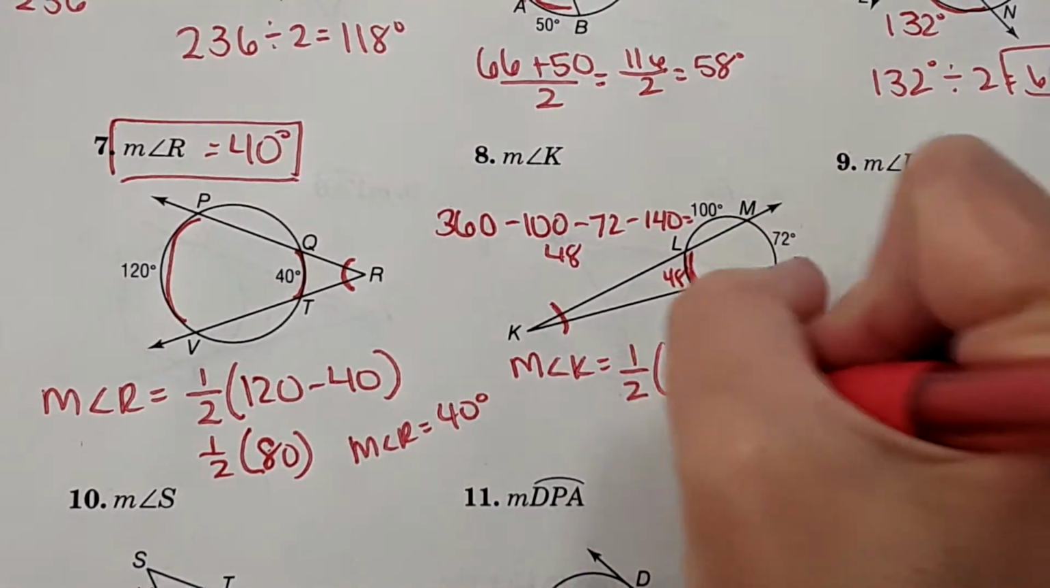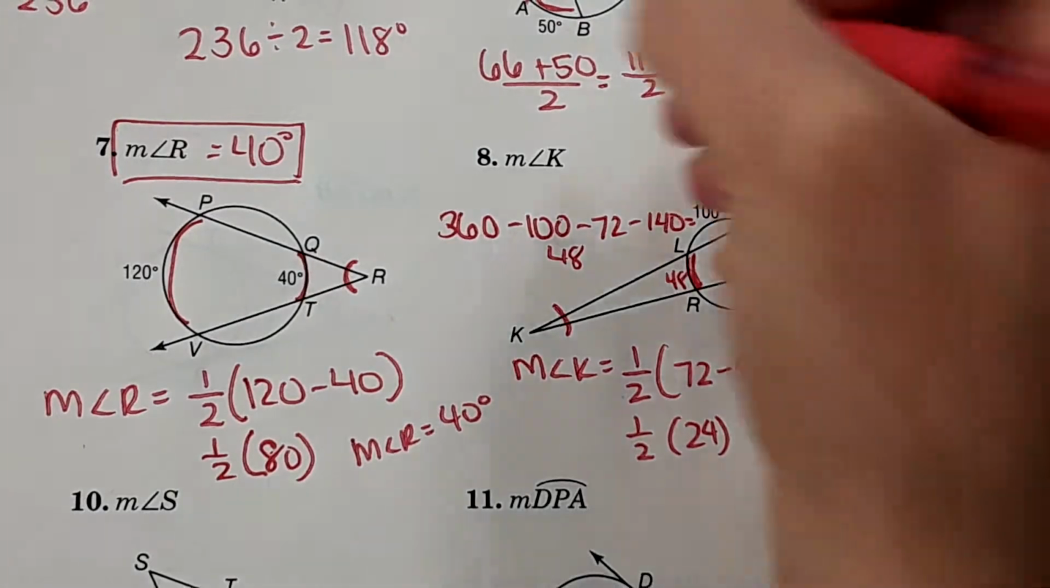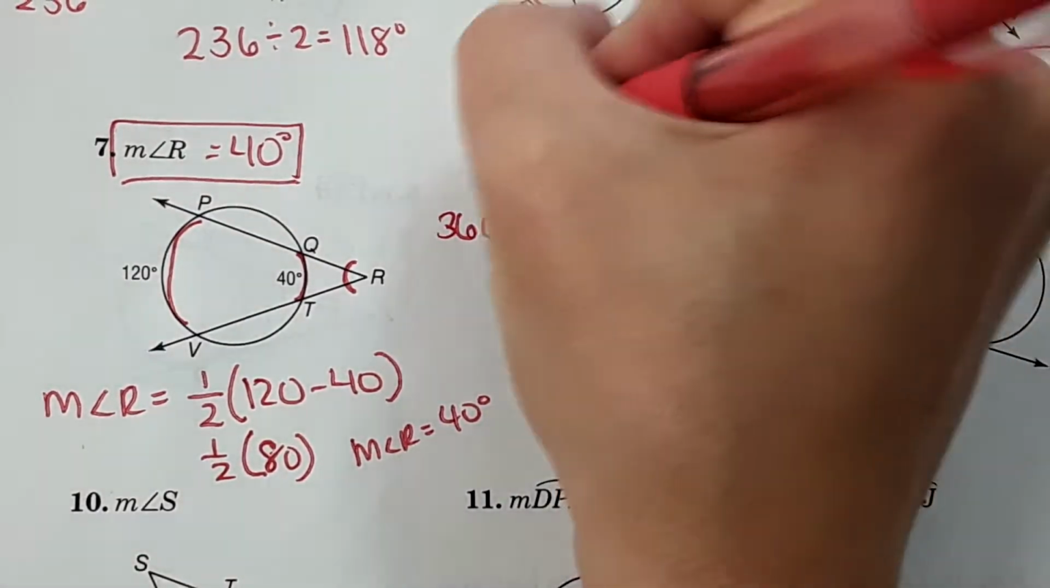72 minus 48 is 24. 1/2 of 24 is 12 degrees. So K is 12 degrees.